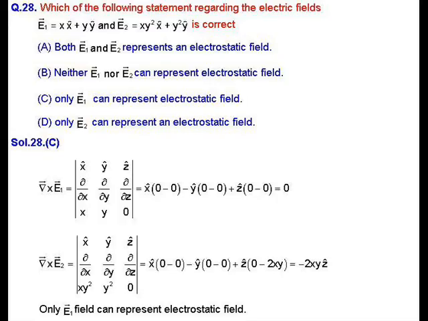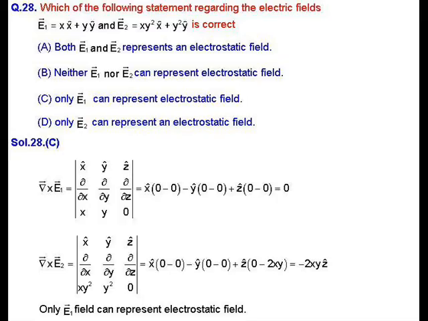Now from Maxwell's equation, we can say that the curl of E, that is the curl of the electric field in a static system, is always equal to 0. So we will apply this equation for these two, E1 and E2, and we will find which of these two electric fields are valid.